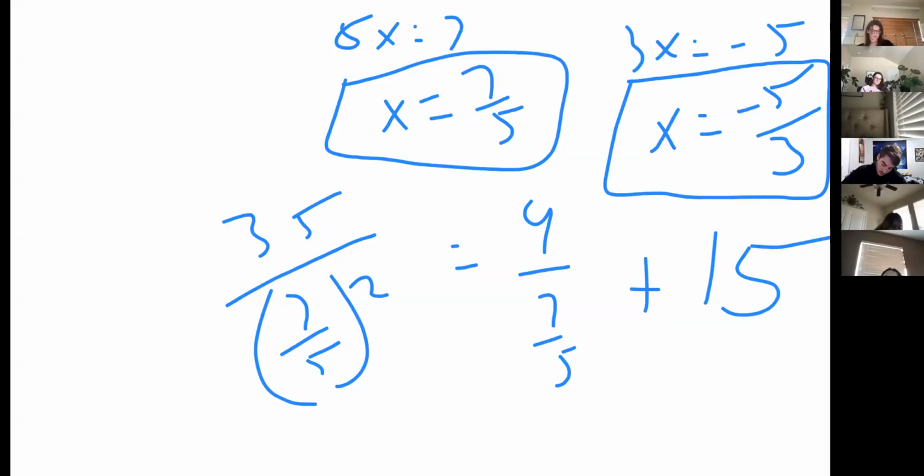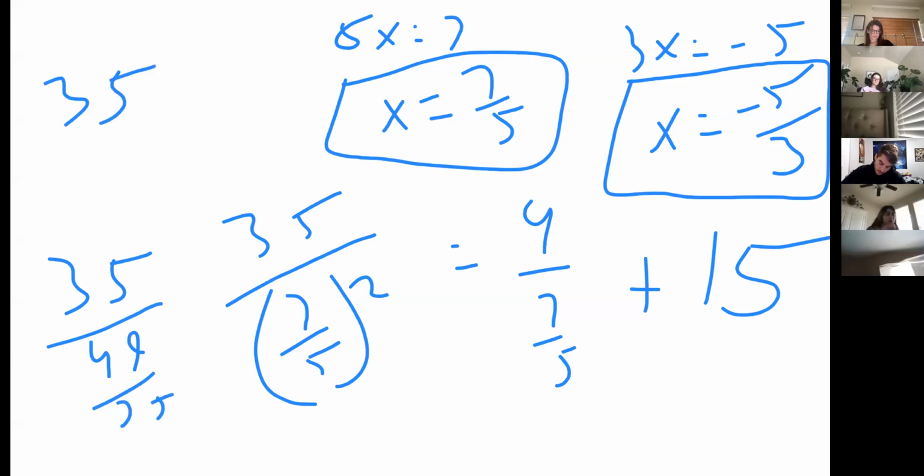Okay, so if I plug this in, what is that? 49 over 25. Dividing by that, 35. 49 over 25. We can do the copy dot flip if you want. So this would be 35 times 25 over 49. So it is pretty messy.